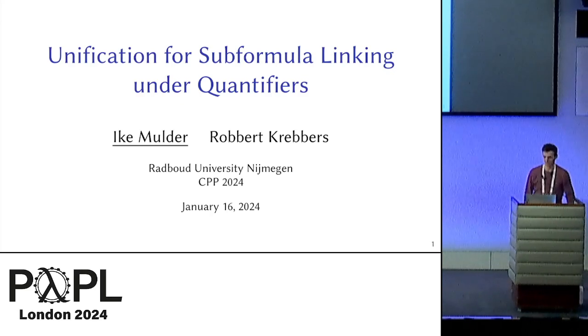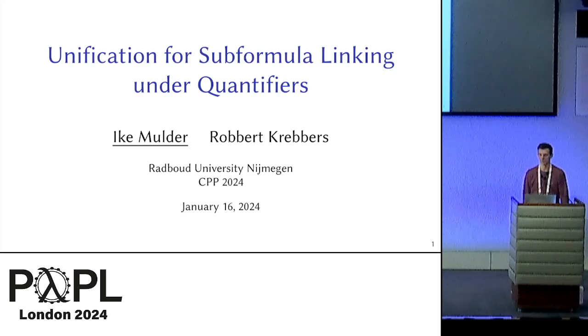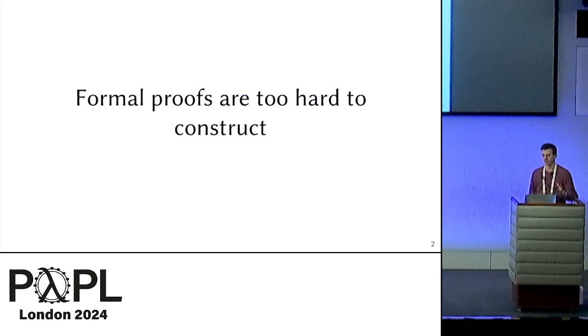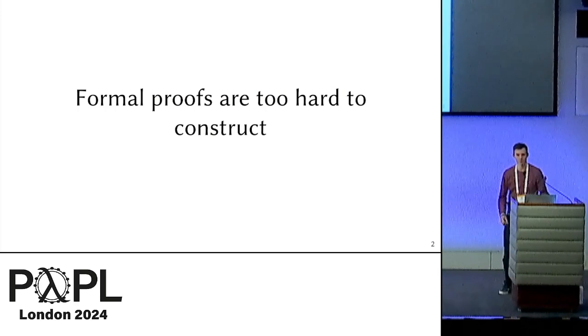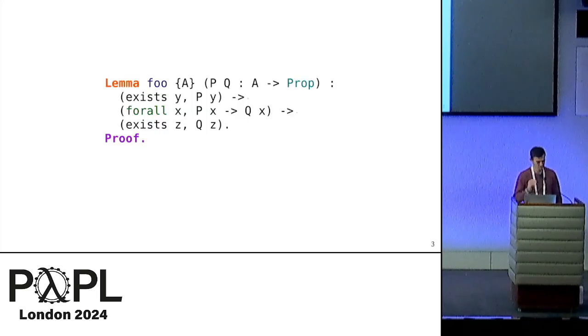Yeah, thanks. So I will talk about subformula linking, but the general setting or the general problem we're dealing with is that, well, I think that formal proofs are simply too hard to construct. I mean, it's a fun puzzle, but sometimes you just have to jump through too many hoops to get what you wish to do. So let's look at an example.